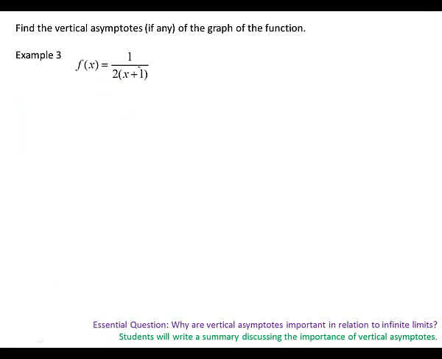So does anything cancel? No. All you do is set that denominator equal to 0. I'm being really lazy about it right there. Okay? And so I would divide by 2, and I'm left with x plus 1 equals 0. So x equals what? Negative 1. There's your vertical asymptote. Doesn't get a whole lot easier than that, right?